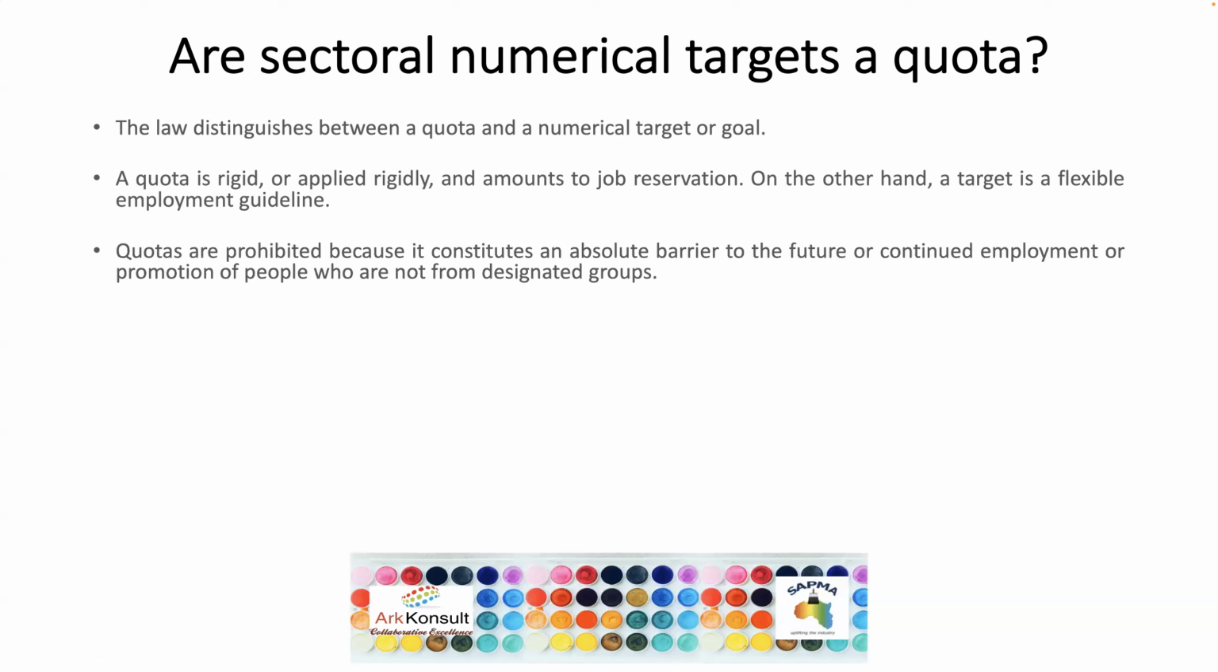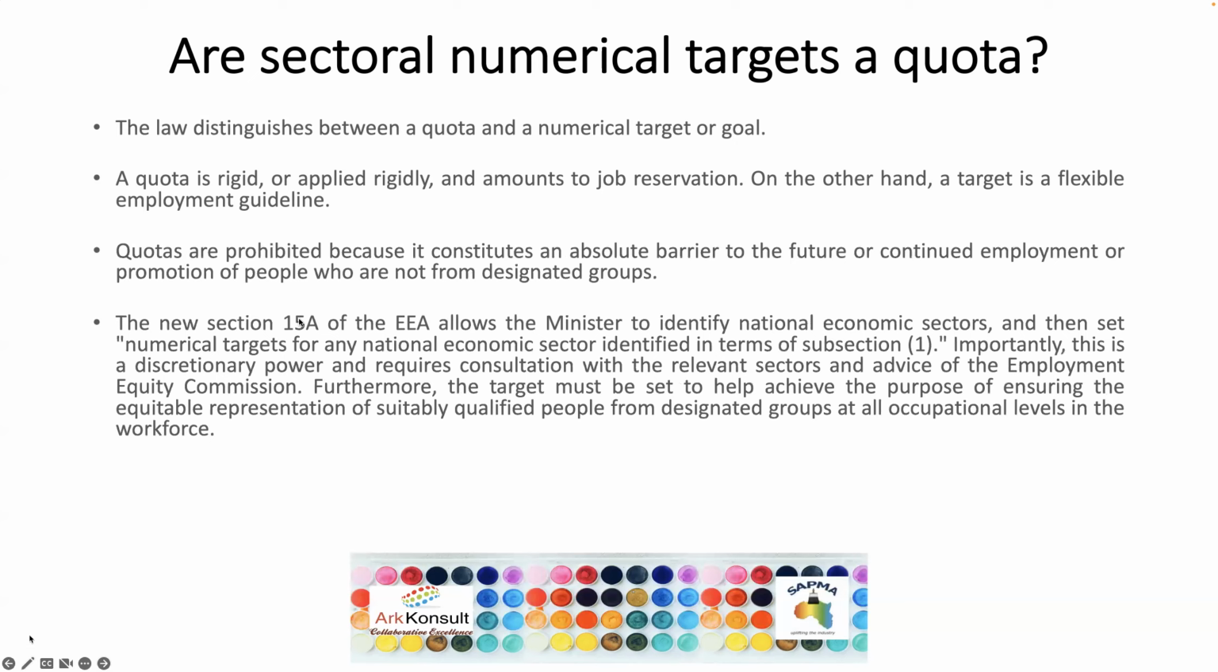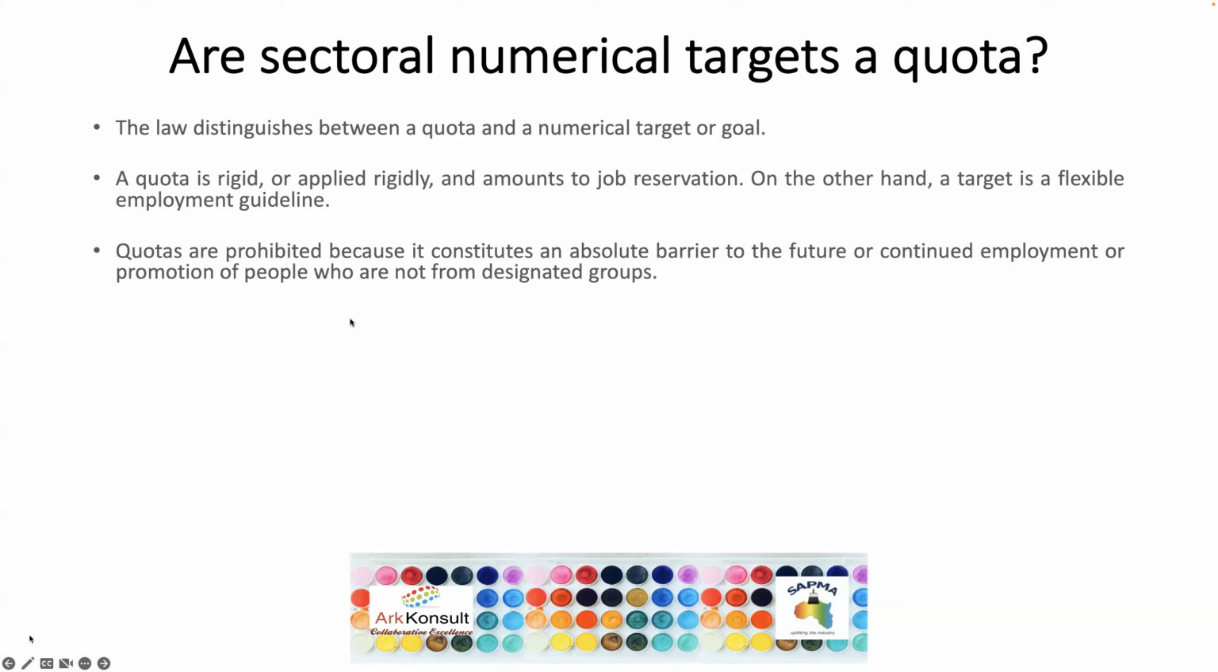Quotas are prohibited because they constitute an absolute barrier to the future or continued employment or promotion of people who are not from a designated group. And the new section... just let me deal with that last point though, because that's quite critical.